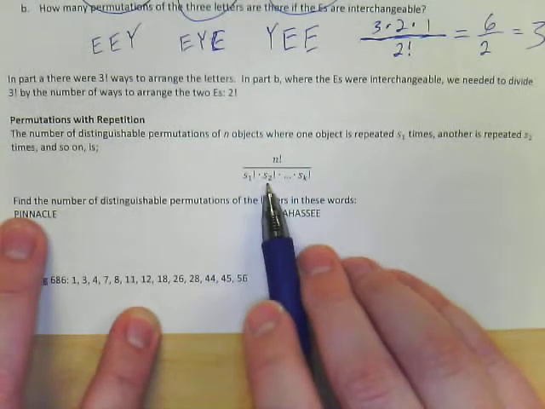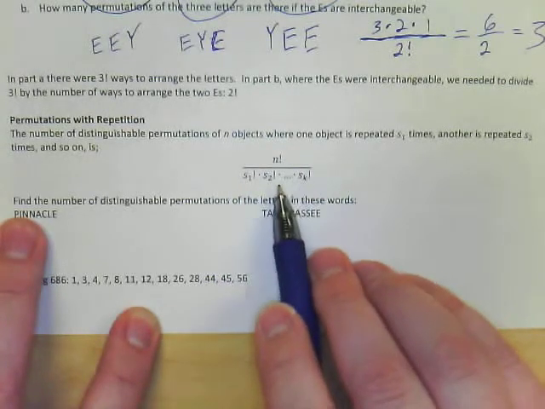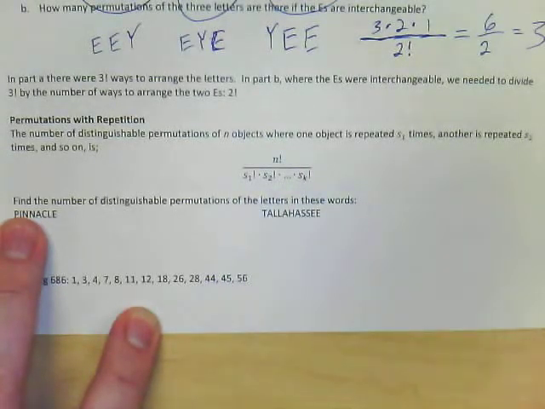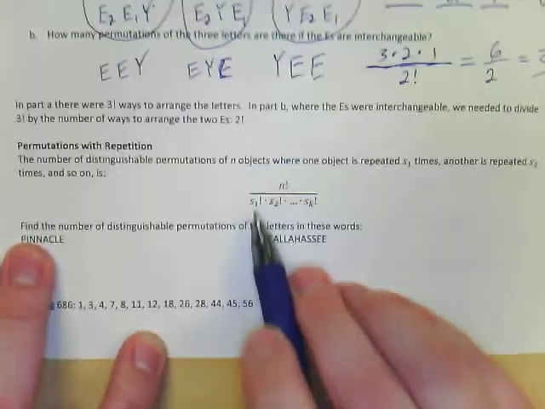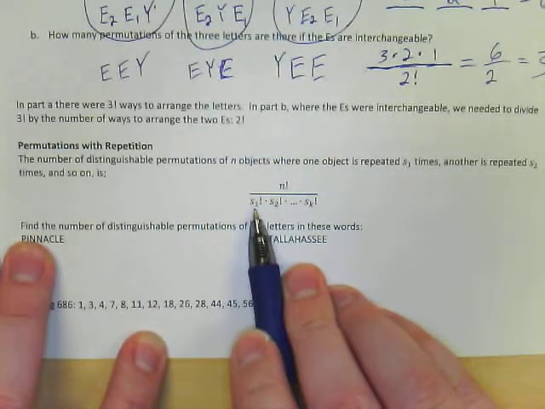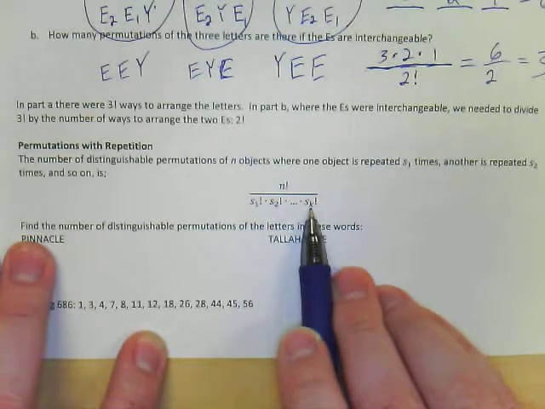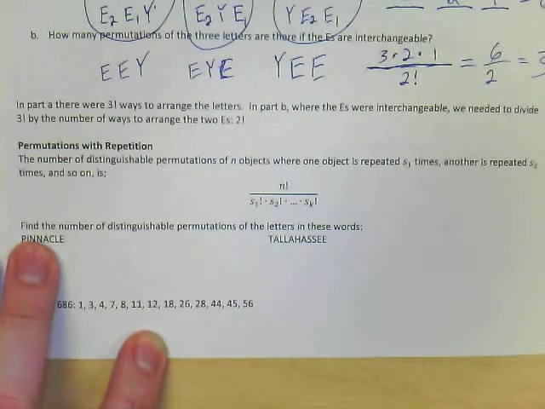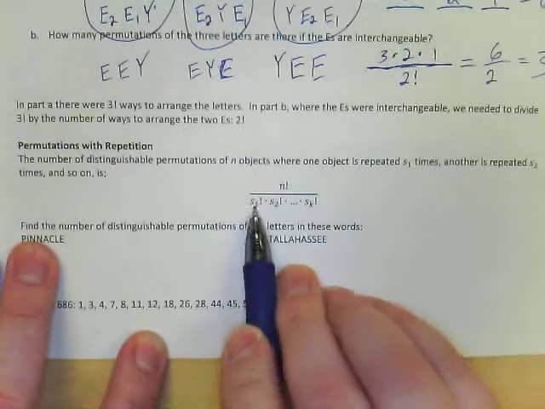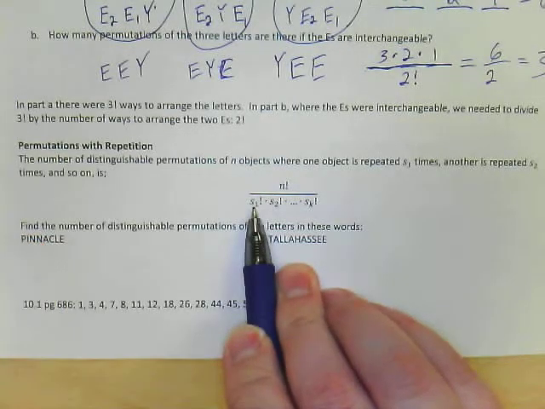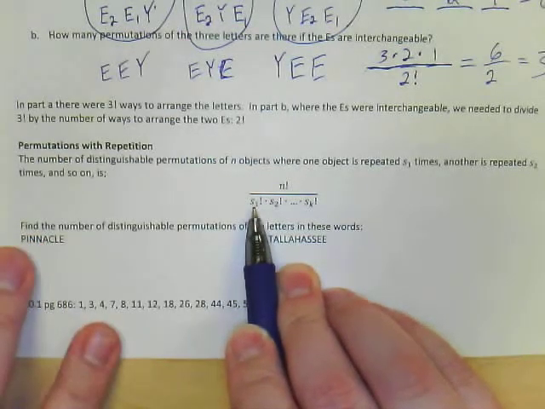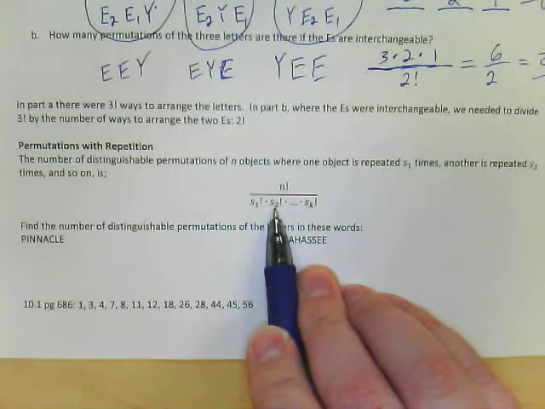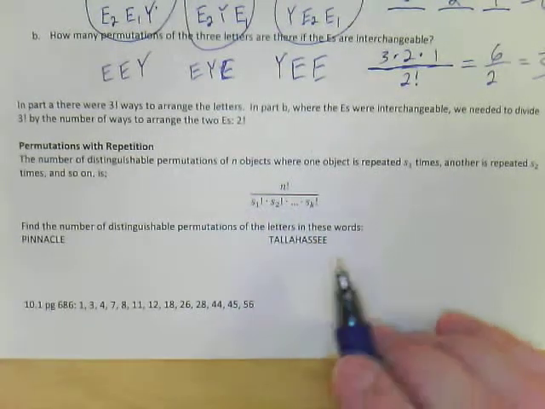But then if we have repetition, we need to divide by all of the repetition. So that's what this S1 factorial, S2 factorial, Sk factorial is. If we have repeated, say, E's here, we're going to divide by the number of ways to arrange those E's, and we do that for each thing that is repeated. The S1, S2, and all the other things we could divide by depend on how many things you have that are repeated. So this would be one repeated object, divide by the number of ways to arrange that repeated object. Same thing if you have another repeated object, or another, and so on.